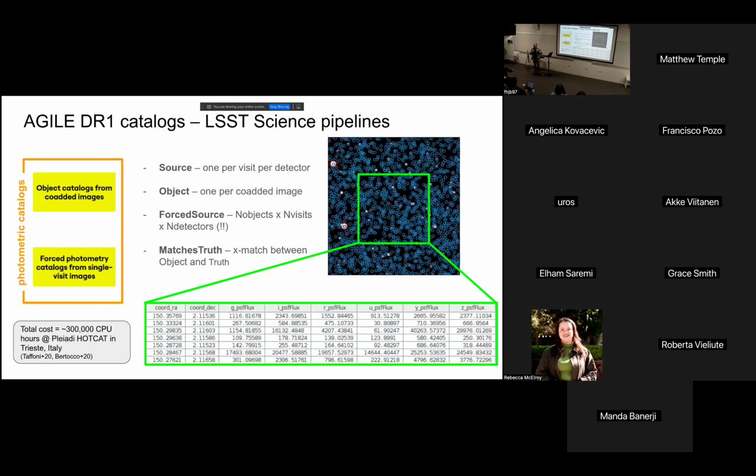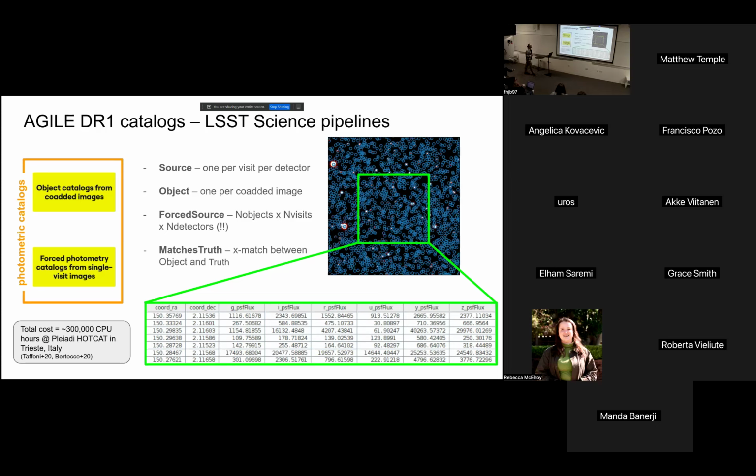So we keep on going with the LSST science pipelines. Now we feed the images directly into the science pipelines, and then we do the source extraction, basically the analysis of the images. And these are the catalogs that we are releasing. So we have the source catalogs. This is one catalog per single visit image, 30,000 source catalogs, no problem.